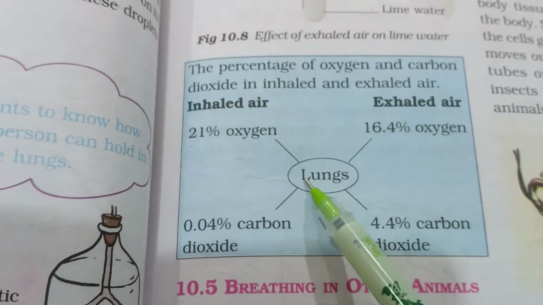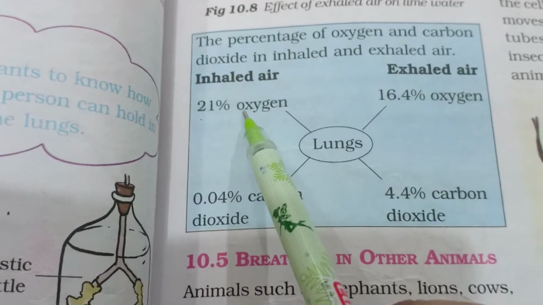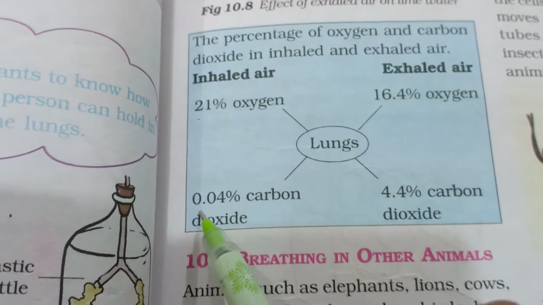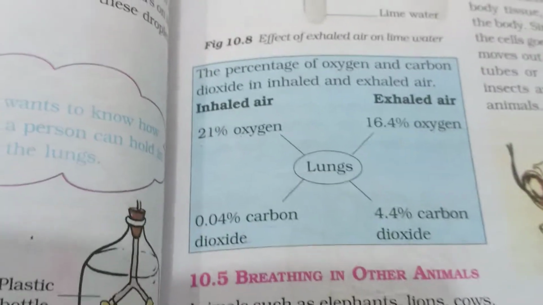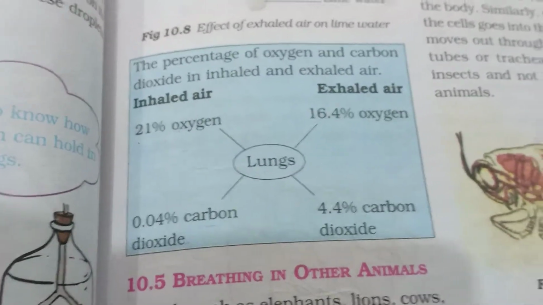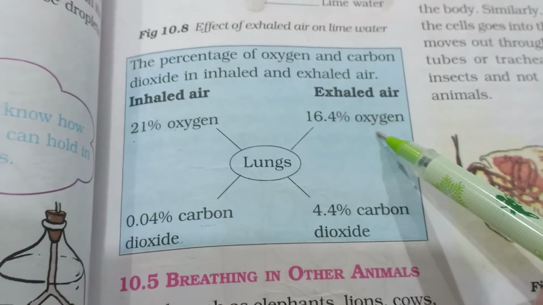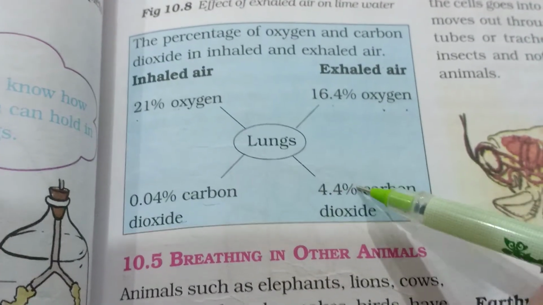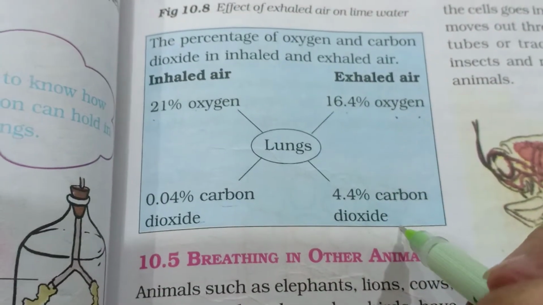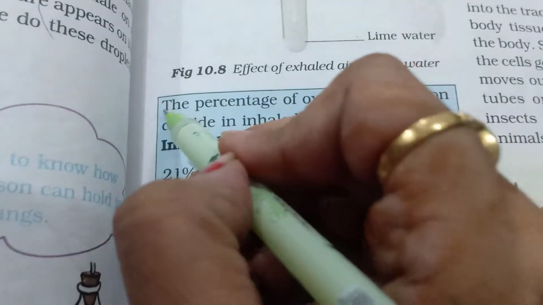When we inhale, जब हम सांस लेते हैं तो उसमें ऑक्सीजन का परसेंटेज कितना होता है? 21%. और उसी के साथ 0.04% कार्बन डाइऑक्साइड भी होती है जब हम अंदर ऑक्सीजन को लेते हैं. और जब हम exhale करते हैं, जो हम exhale करते हैं उसका 16.4% ऑक्सीजन होता है और 4.4% कार्बन डाइऑक्साइड होता है. Are you getting my point? So this is also very important, class.